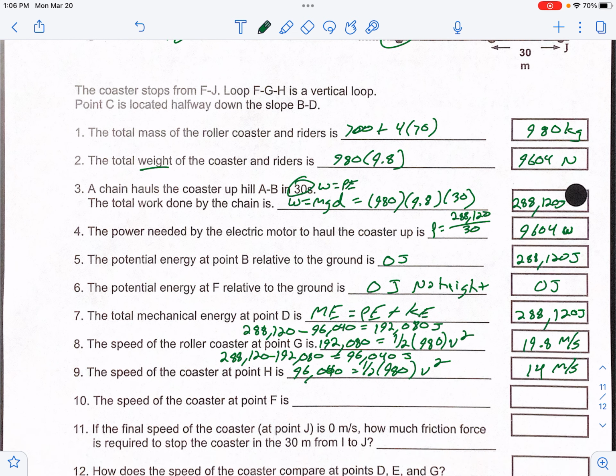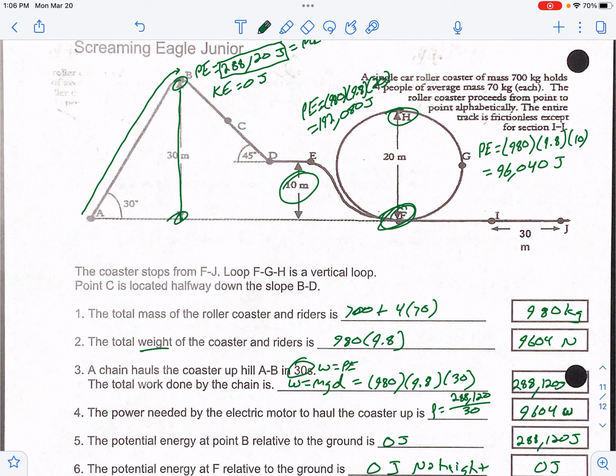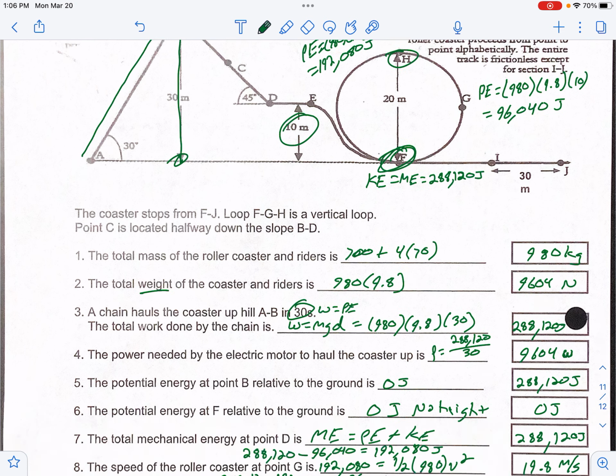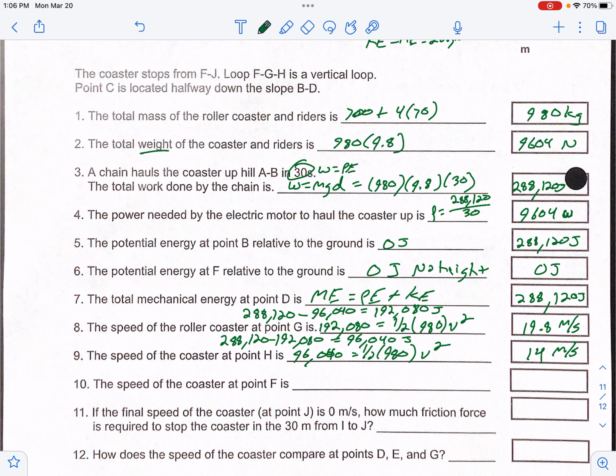Now, the speed of the roller coaster at point F. At point F, you were at the bottom. That means your kinetic energy is all you have, which equals mechanical energy. And we know that our mechanical energy is 288,120 joules. So I can take that and just set it equal to my equation again. So 288,120 equals 1/2 mv squared. Solve for V, and you get a speed of 24.2 meters per second.